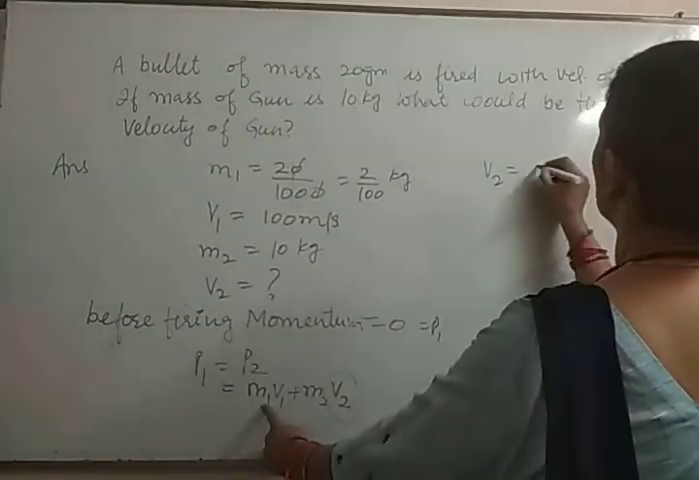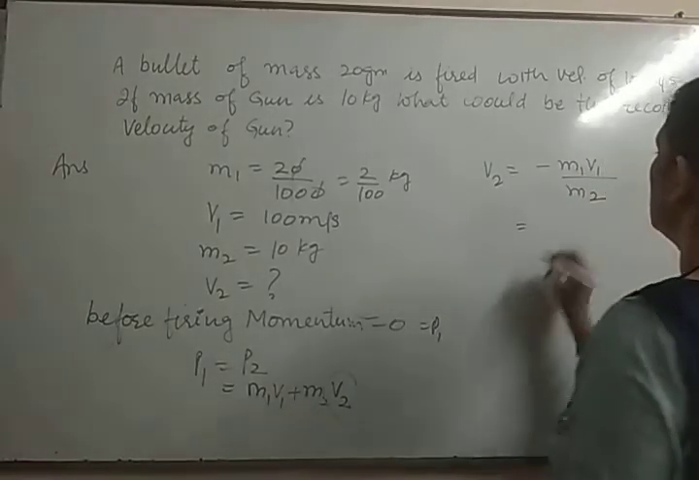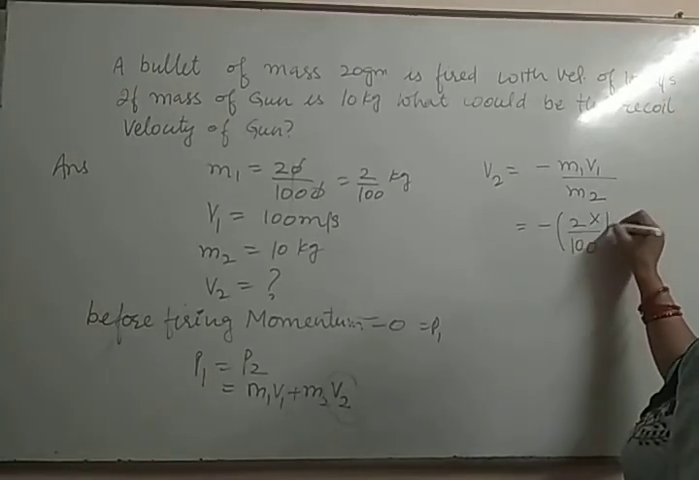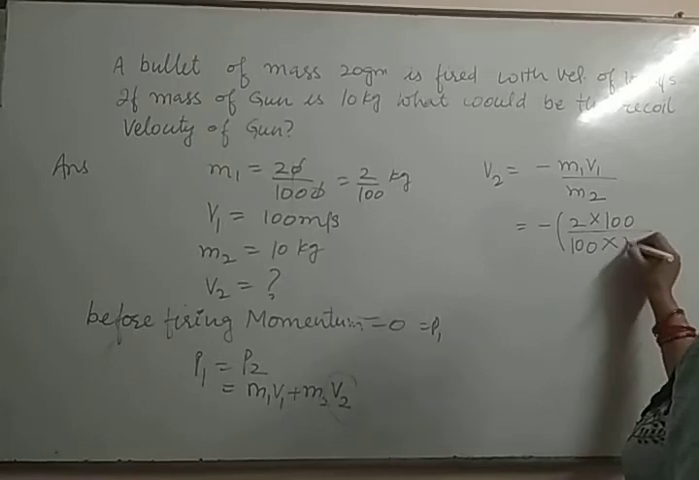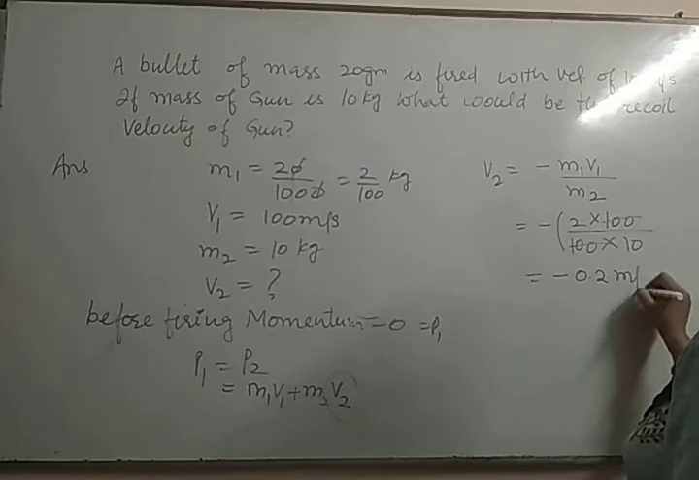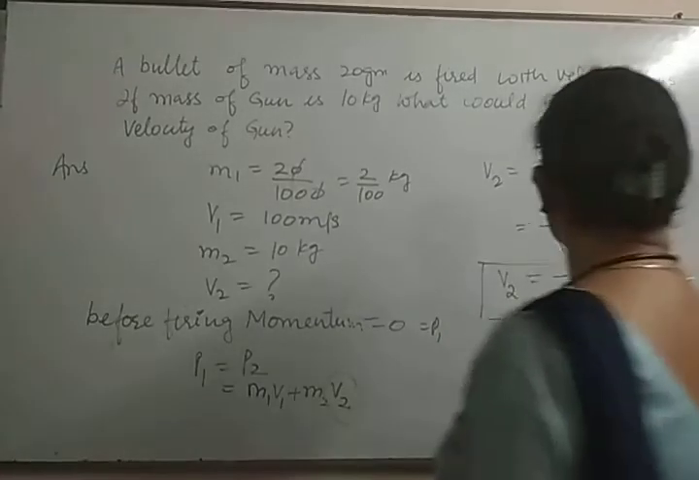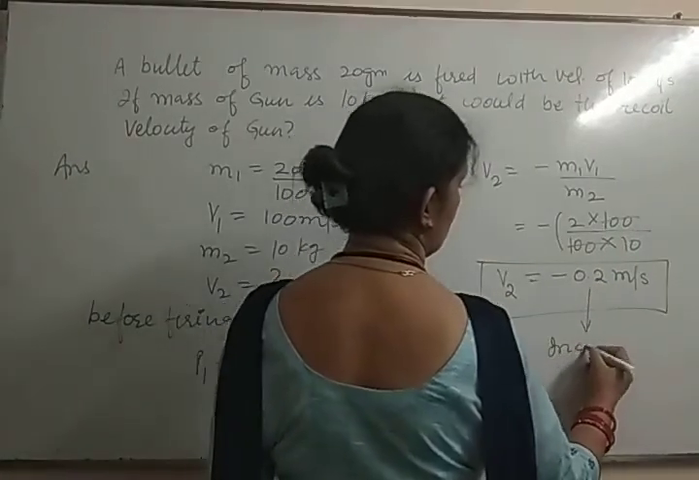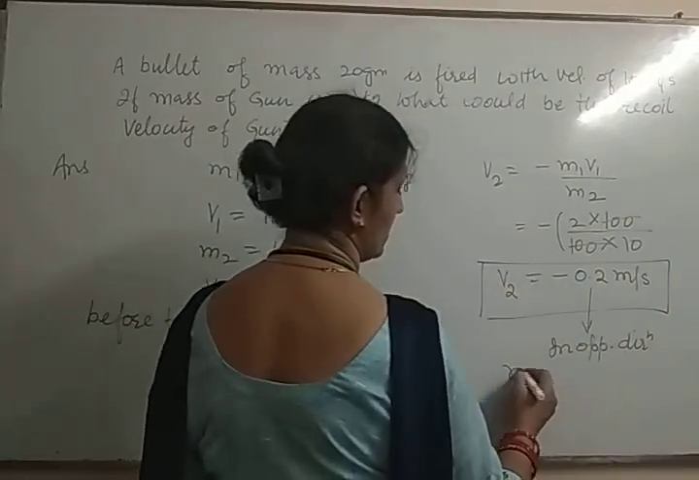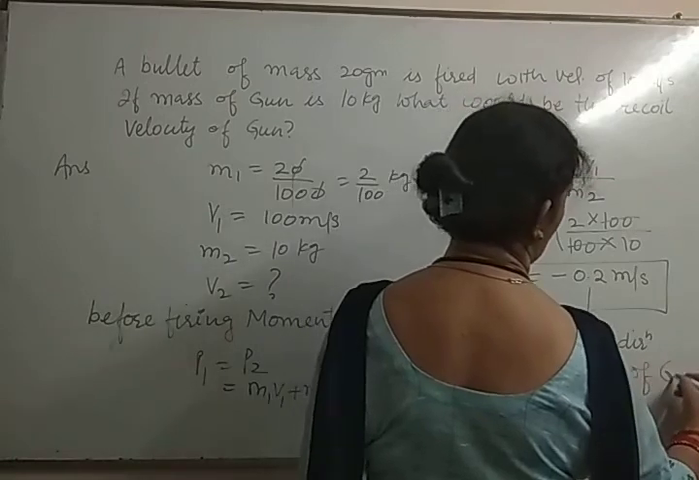v2 is equal to minus m1 v1 divided by m2. Put the values. Minus, m1 is 2 by 100, into v1 is 100, and m2 is 10. You will cancel out. This is minus 0.2 meter per second. The gun will move with this much velocity in opposite direction. The minus sign represents the opposite direction and this is known as the recoil velocity of gun.